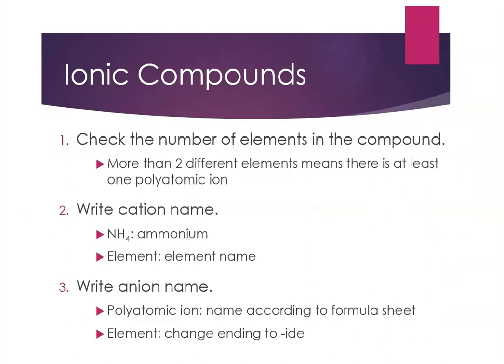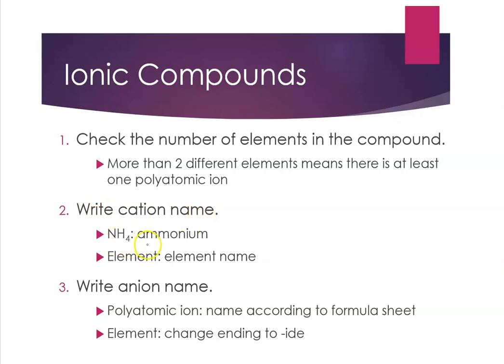So rules for ionic compounds: we check the number of elements in the compound first to see if we have a polyatomic ion. More than two different elements means that at least one polyatomic ion is present there. If it starts with NH4, then the polyatomic ion you're looking at is ammonium, and then everything after that is either going to be an element or another polyatomic. So we first make sure that we know if we're looking only at elements or if there might be a polyatomic ion in play. Once we identify that, then we write out our cation name.